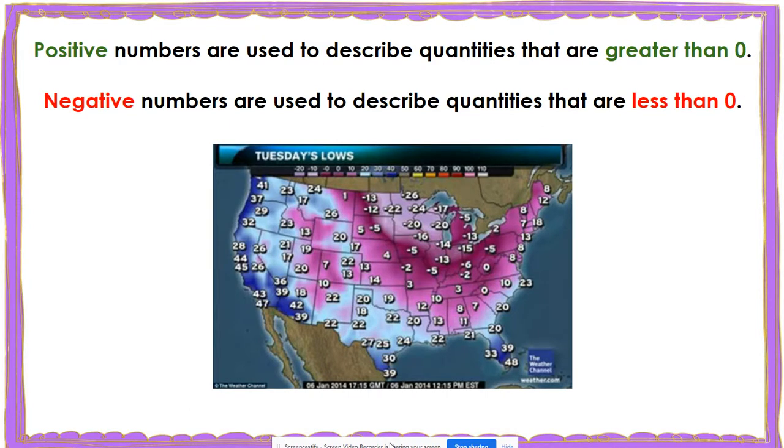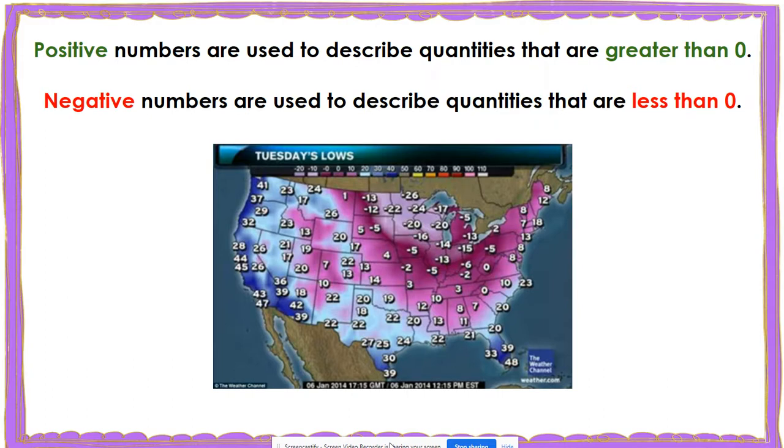Positive numbers are used to describe quantities that are greater than zero, while negative numbers are used to describe quantities that are less than zero. We typically see things like positive and negative numbers in everyday life, such as looking at a weather map.